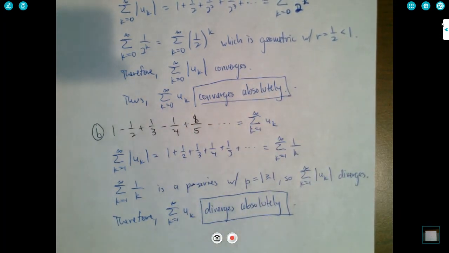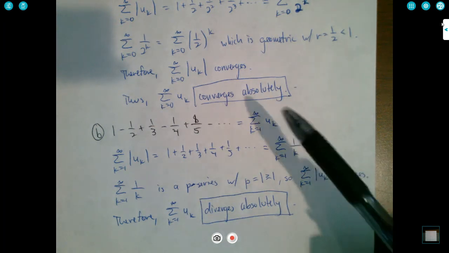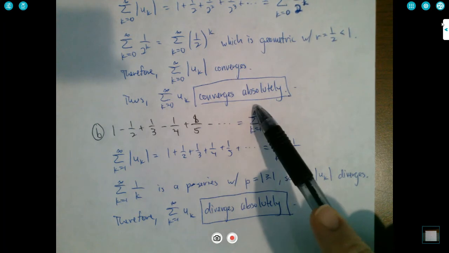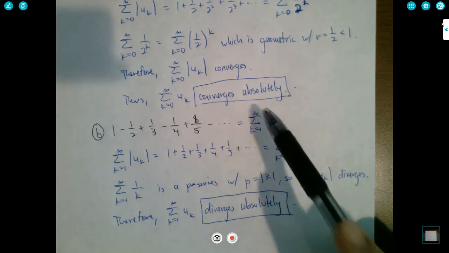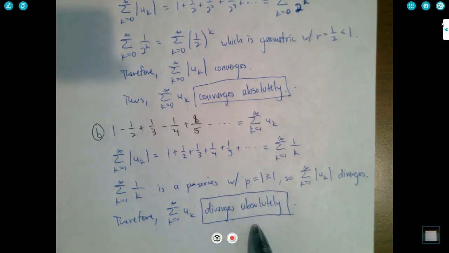Okay, so that's how absolute convergence and divergence works. Now, importantly, we're going to see this in a second, but if a series converges absolutely, then it converges. But if a series diverges absolutely, it may or may not diverge. It could still converge, potentially, right?